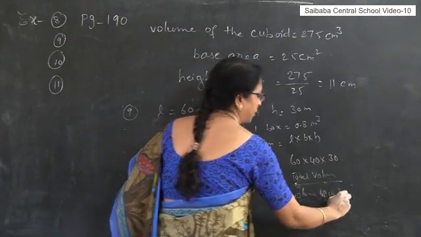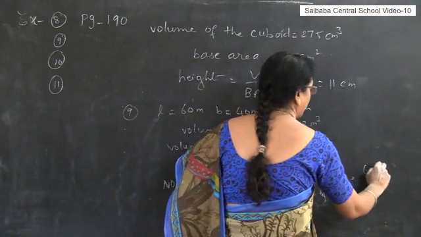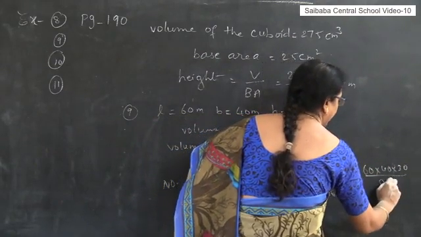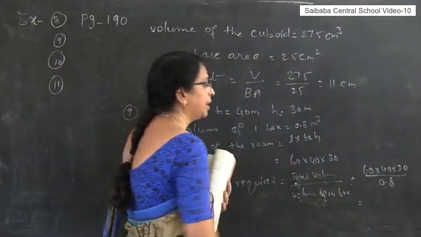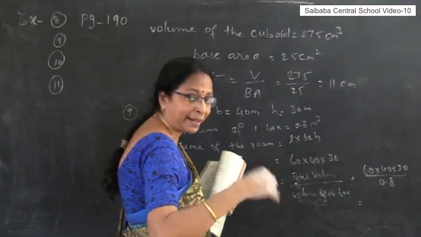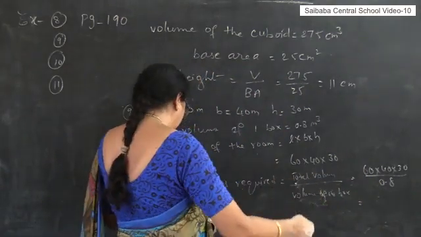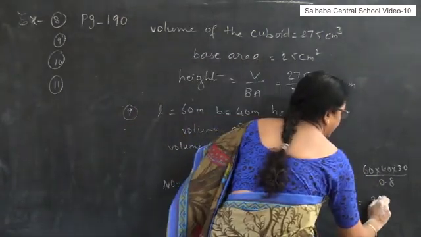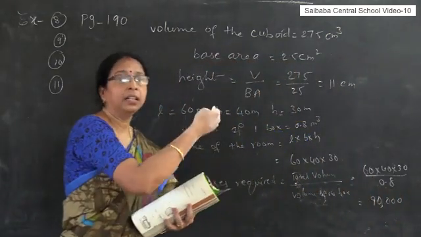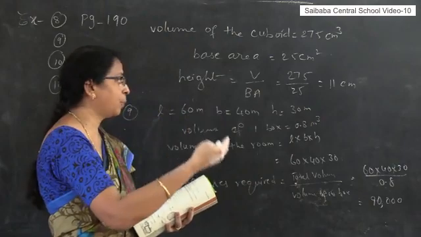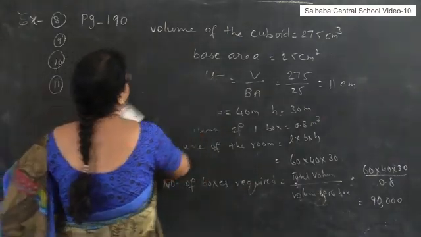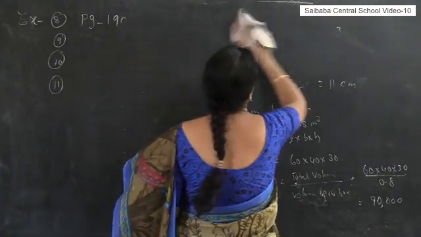So we have to do division, that is 60 into 40 into 30 by 0.8. Do the cancellation. Here 0.8, remember, if you write that as 8 by 10, 10 will go up, and you do the cancellation, that is nothing but 90,000. So 90,000 boxes are required in a room if each box is 0.8 cubic meter. Now we will go for the next example, that is number 10.